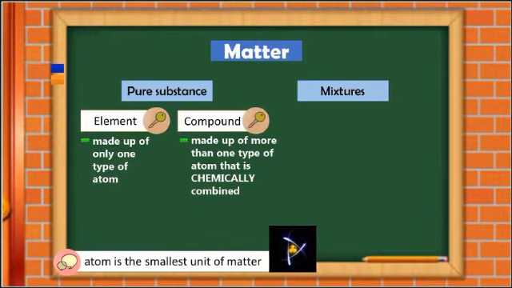So in the process, we were able to find out the categories under matter. We have pure substance and mixture. And then under pure substance, we have element and compound.